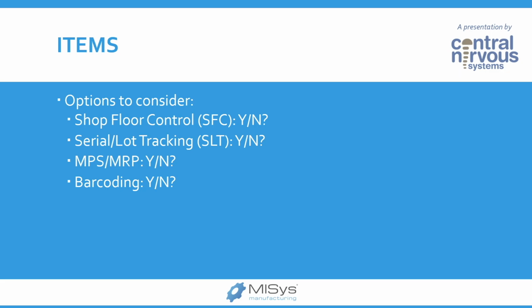Serial lot tracking usually is a yes for food companies, as full traceability is becoming more and more important and in many cases is mandated. Whether we're going to use MPS or MRP is dependent on the company's choice. There are other options like the buyer's advice report, which doesn't go into as much detail as MRP does. And barcoding, whether we're going to be using barcoding or not, doesn't really affect how we set up items. But when you're setting up your items, these are some of the considerations to think of before going into MISys and starting setting up.